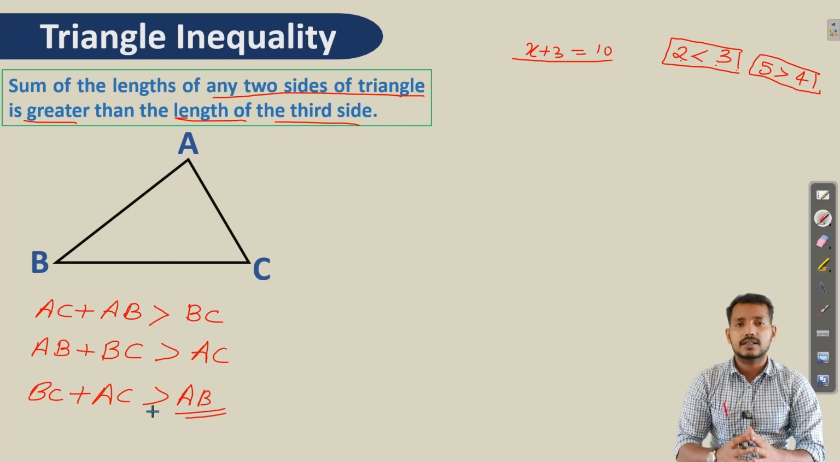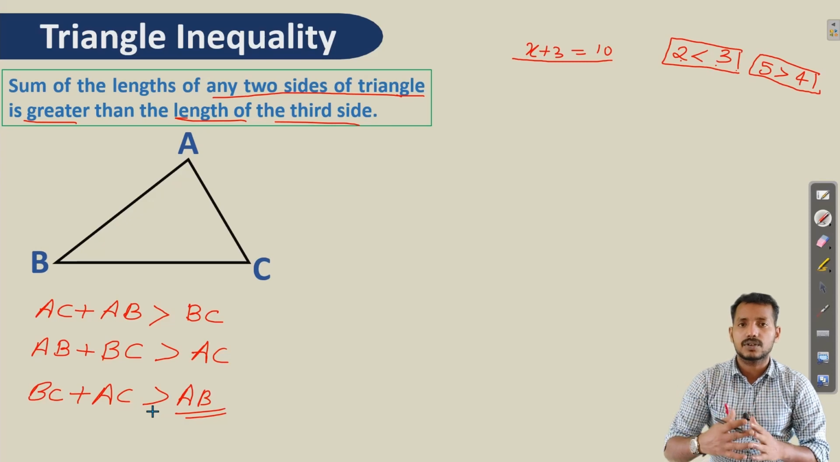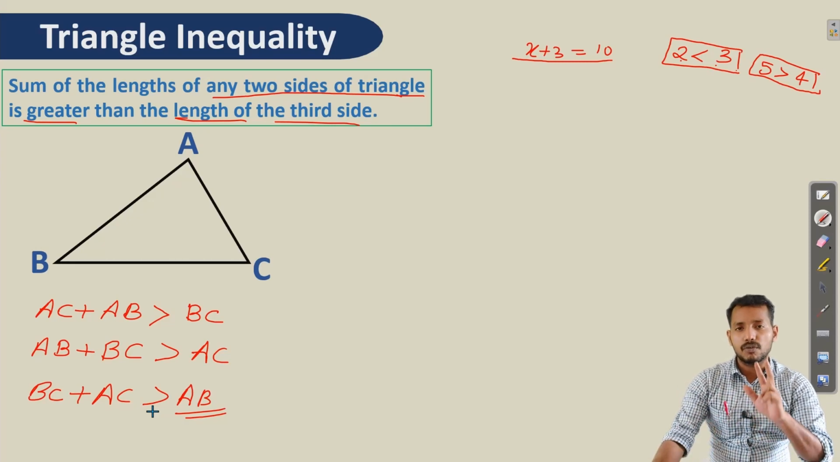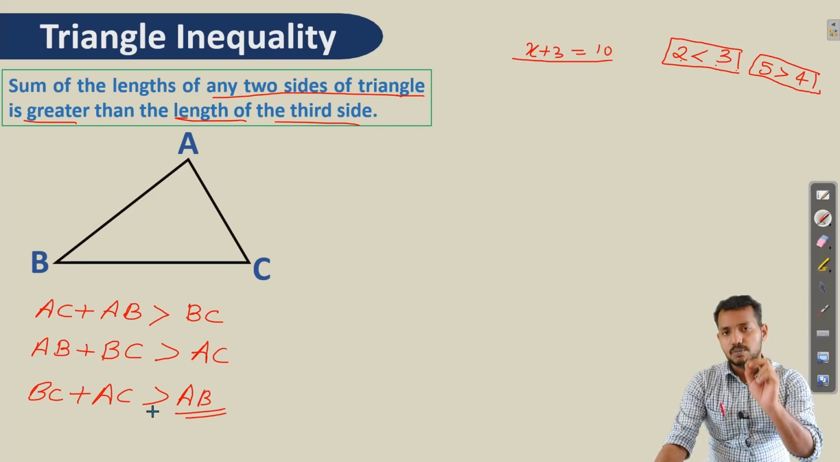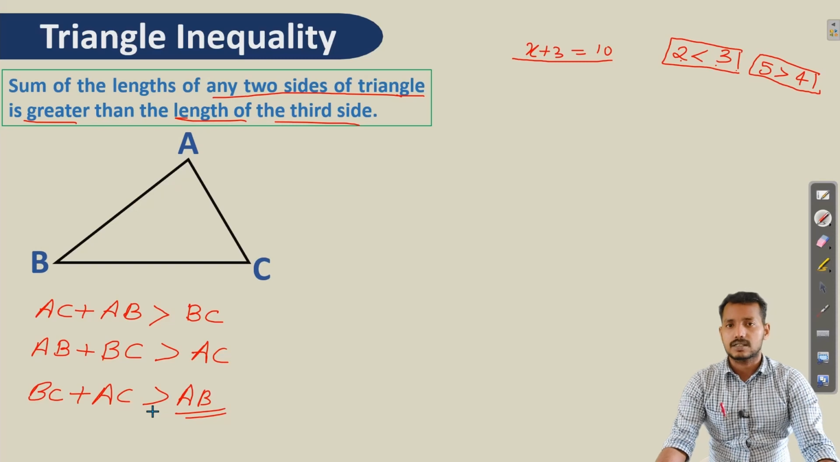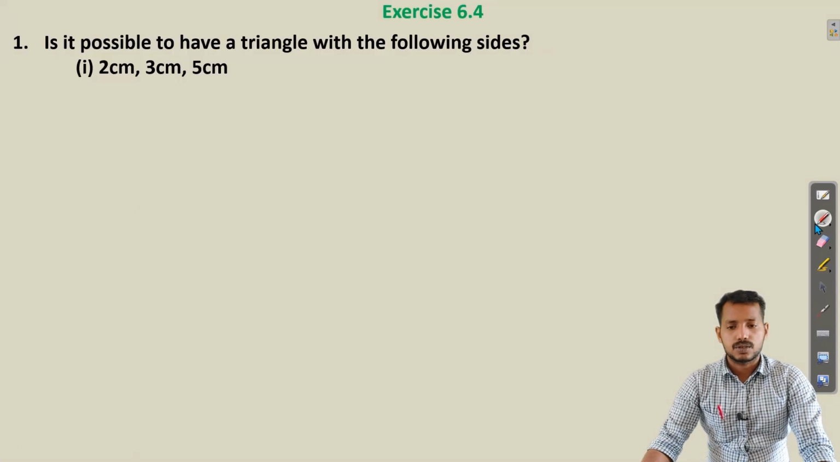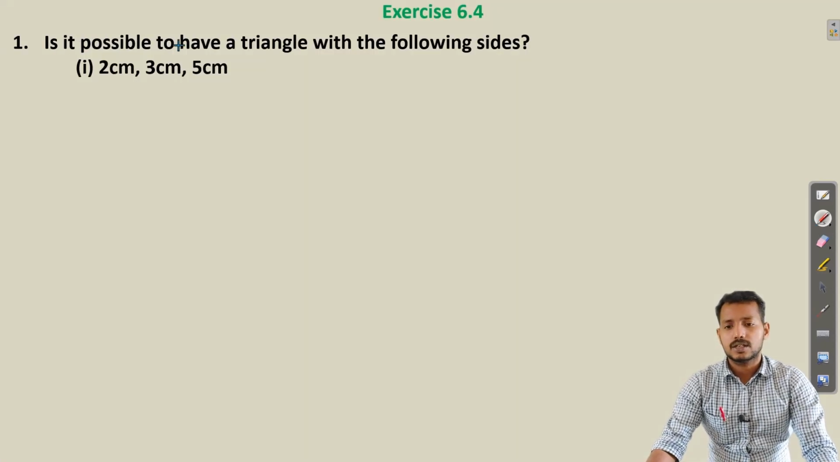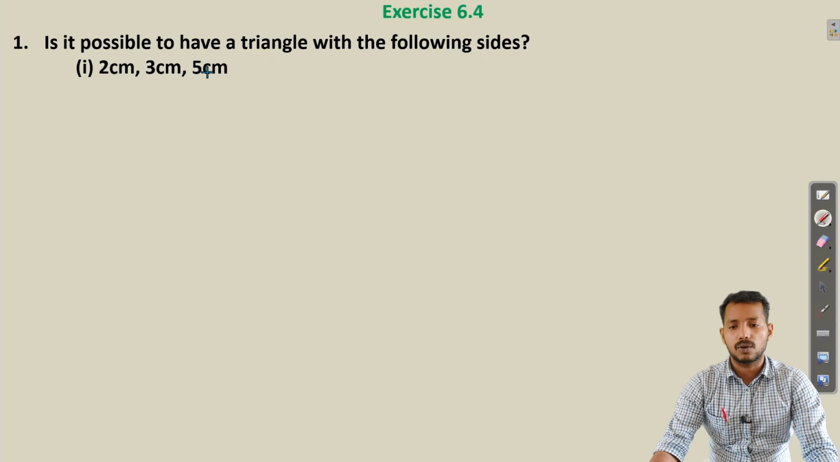So if three sides are given, then for these three sides to be the sides of a triangle, the sum of any two sides should be greater than the third side. That is what the inequality says. Let's take some questions from exercise 6.4 to apply this inequality.